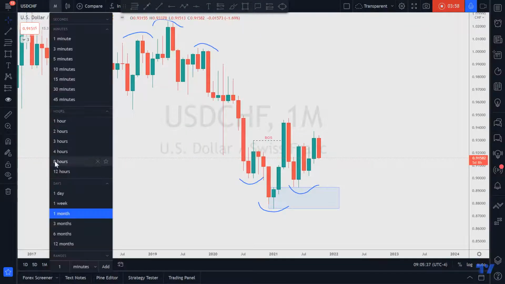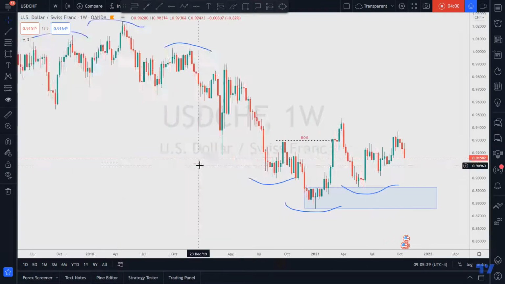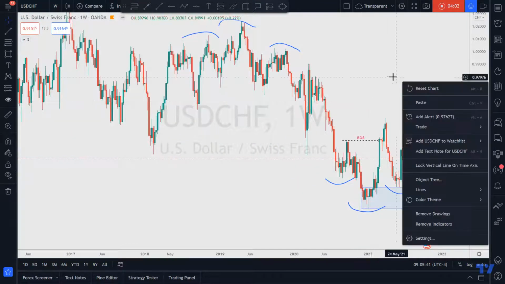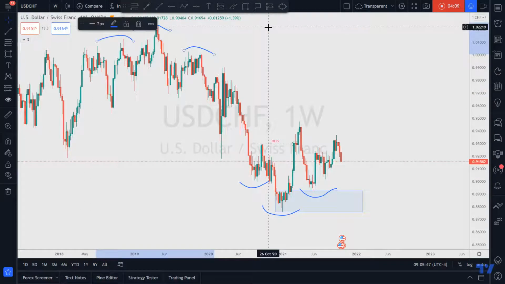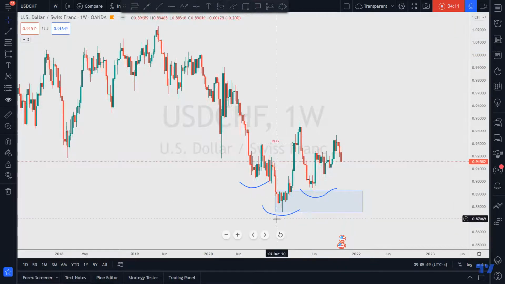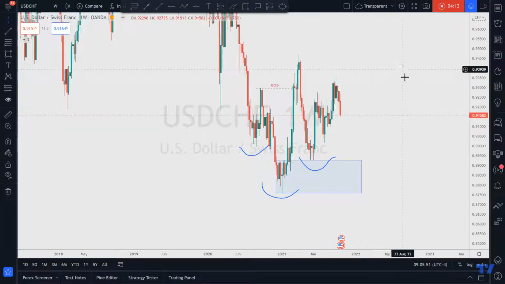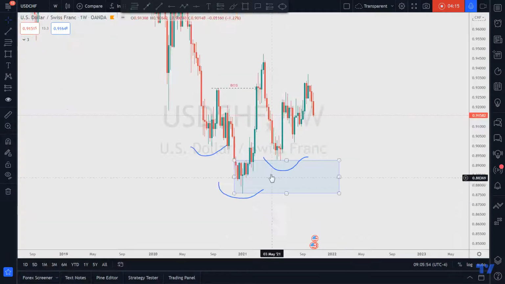Let's go to the weekly. And what do we see? I got too many marks on here. I don't like too many, and if they're not relevant, I don't like to see them. So what do we have? We can see this a little bit more clearly.